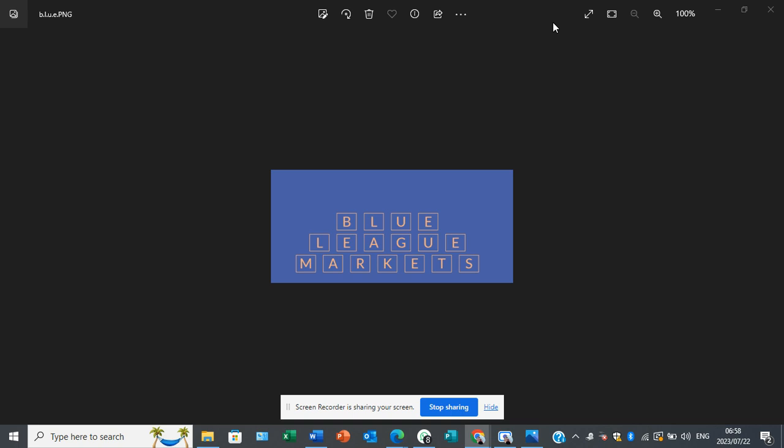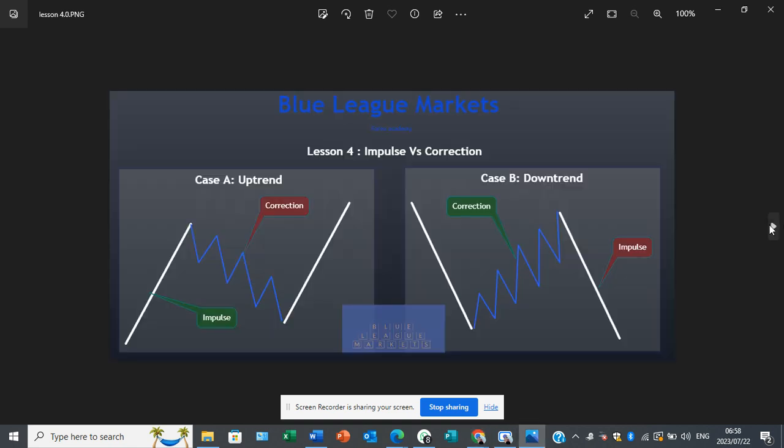So like I said, on today's lesson, we'll be focusing on impulse and correction. How does the market move? As you guys know, the market moves in two ways. It can either move in an uptrend, or it can move in a downtrend. That's how the forex market works.